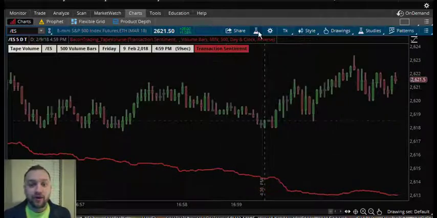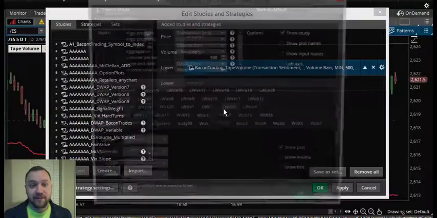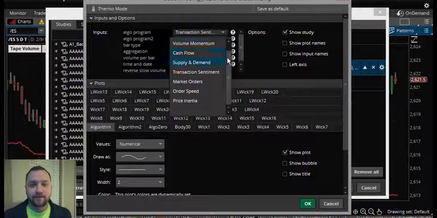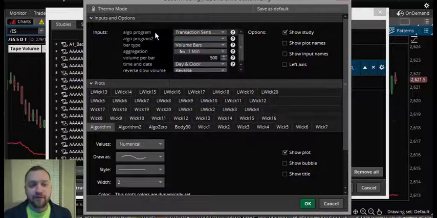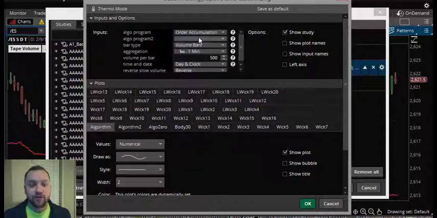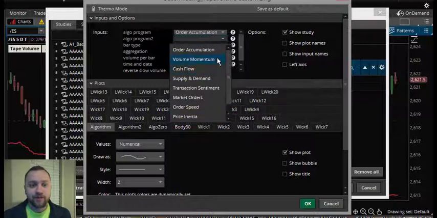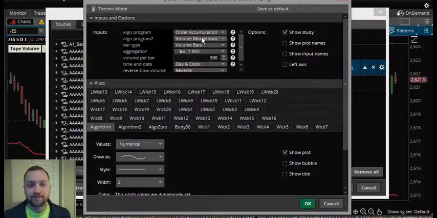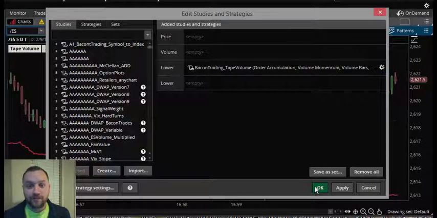So I want to show you the programs that I've built into this program. The first algorithm here, well, first you can have two. Yeah, you can compare two. So we're going to do two at a time. So we'll do order accumulation, and then I want to show you the volume momentum. All right, so order accumulation.